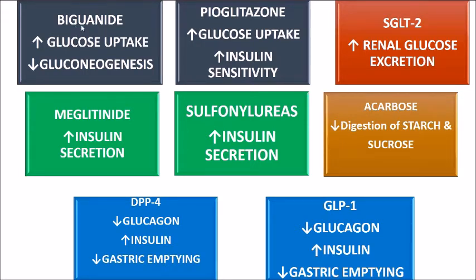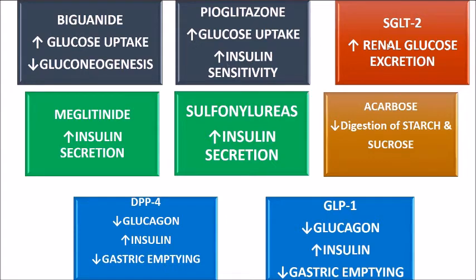Metformin is thought to increase the glucose uptake in the periphery and the liver, and it also reduces gluconeogenesis, which is the synthesis of new glucose in the liver. Also, pioglitazone is thought to increase glucose uptake in the periphery and increase insulin sensitivity. So if you look at the biguanide metformin and the pioglitazone, they have a very similar action.